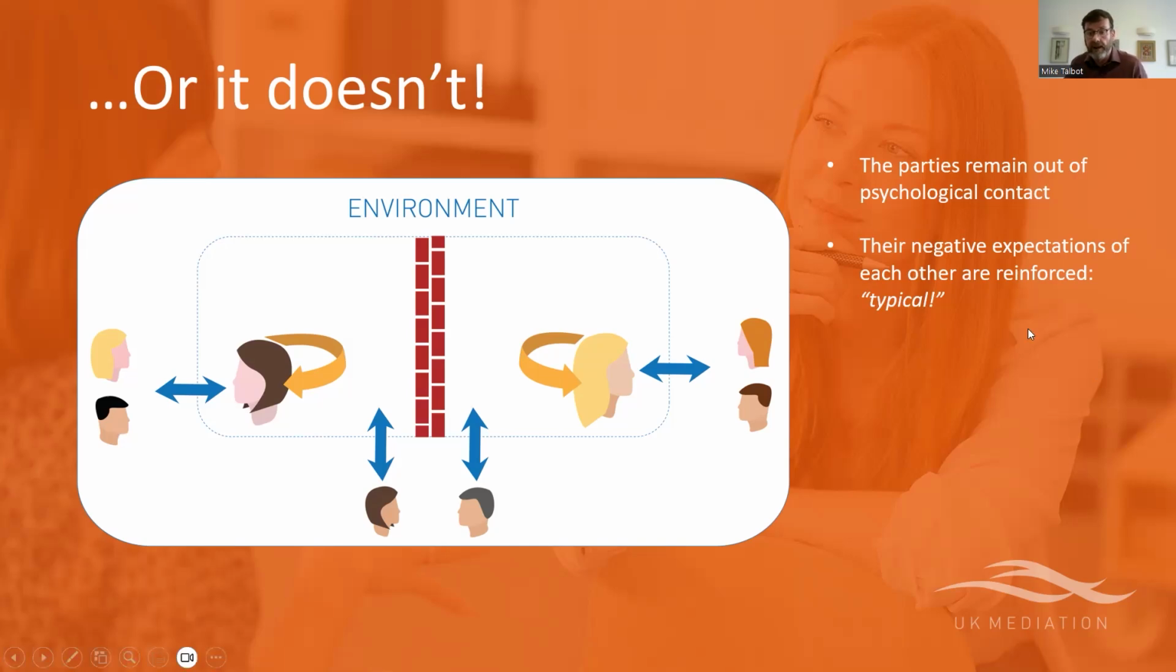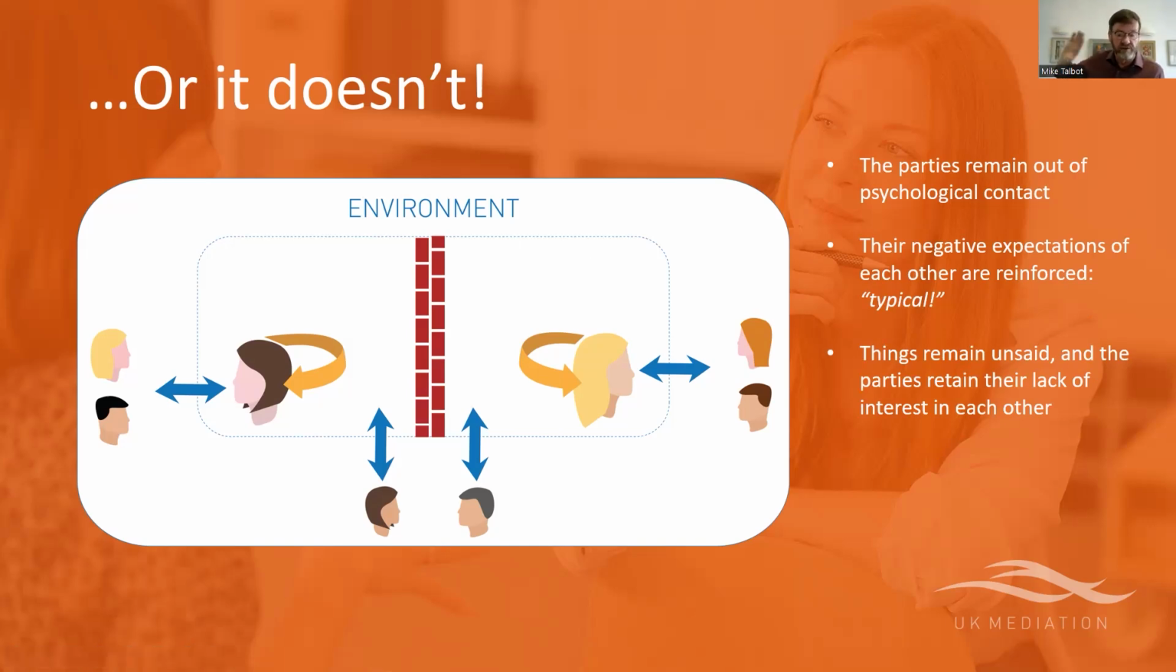Okay. But in the event the mediation doesn't work, things remain unsaid, so they're still retroflecting. They retain this lack of interest in the other. They don't have this curiosity or interest in the other. They think they know them. They know what to expect of them. I knew she was going to say that. I knew he was going to do that. That's typical. I bet he's thinking this.